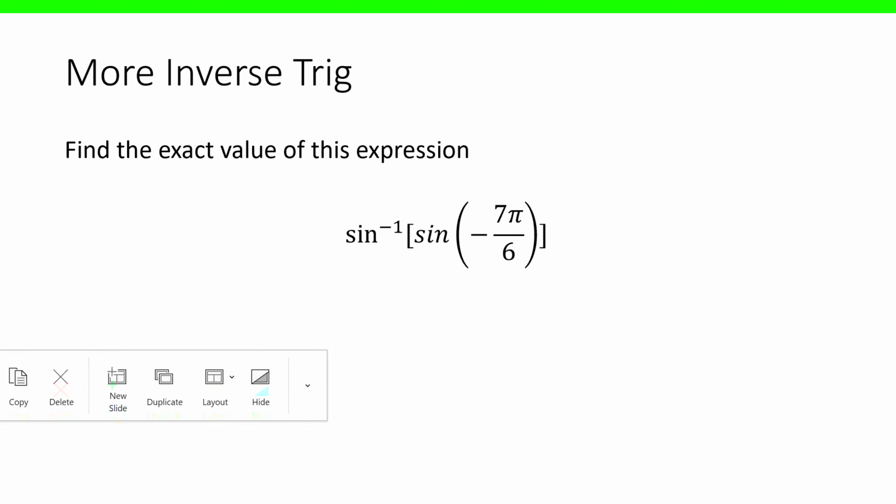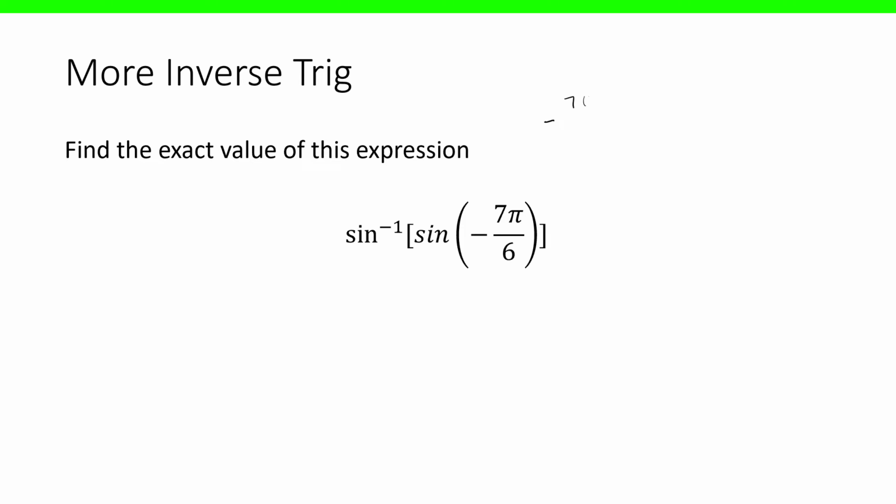Okay, so this one's a little bit different now. We want to work our way from the inside out. Now it's very tempting to say that this is negative 7 pi over 6. But we have to be careful about what we're allowed to plug in to the inverse sine function, or what this could possibly be. So first of all, what is this? We know this from the unit circle. This is going to be negative 1/2.